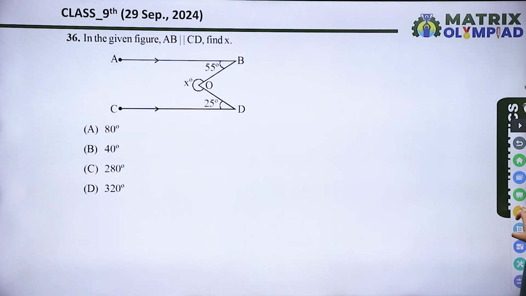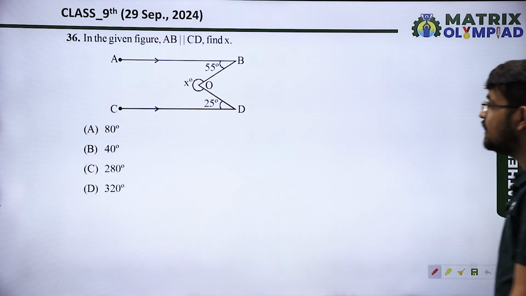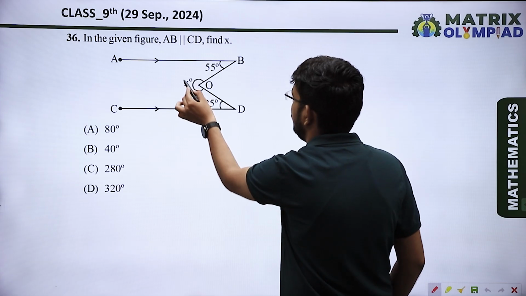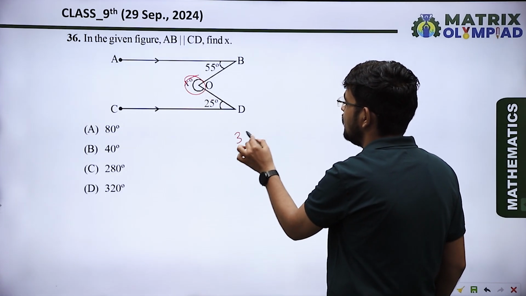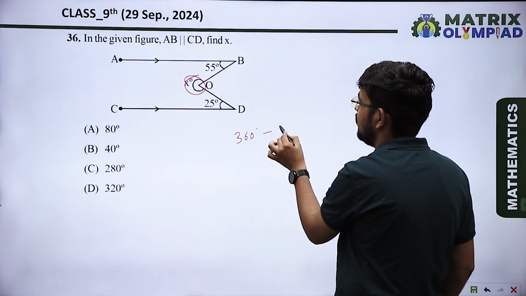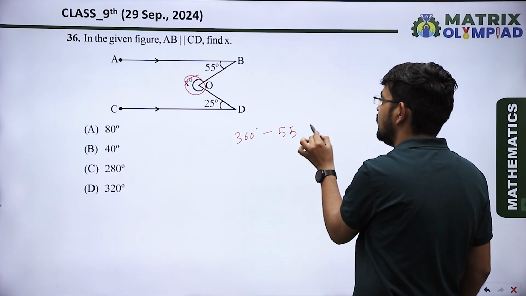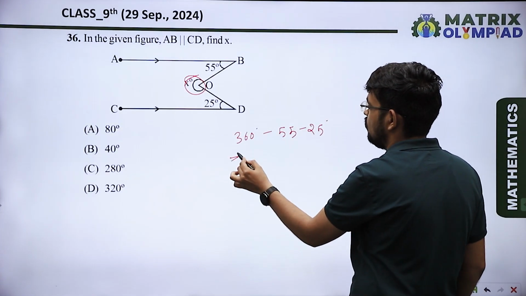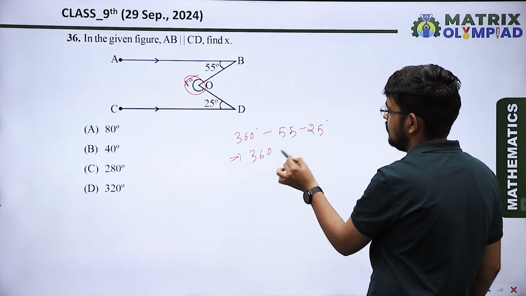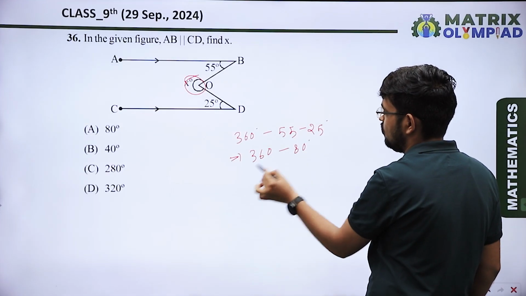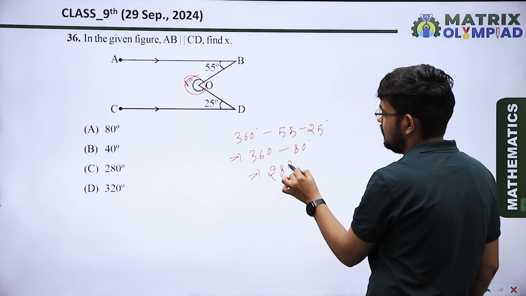Next, in the given figure, AB is parallel to CD. These lines are parallel, so find angle x. Angle x will be 360 minus 55 minus 25. So 360 minus 80. So you will get 280 degrees.